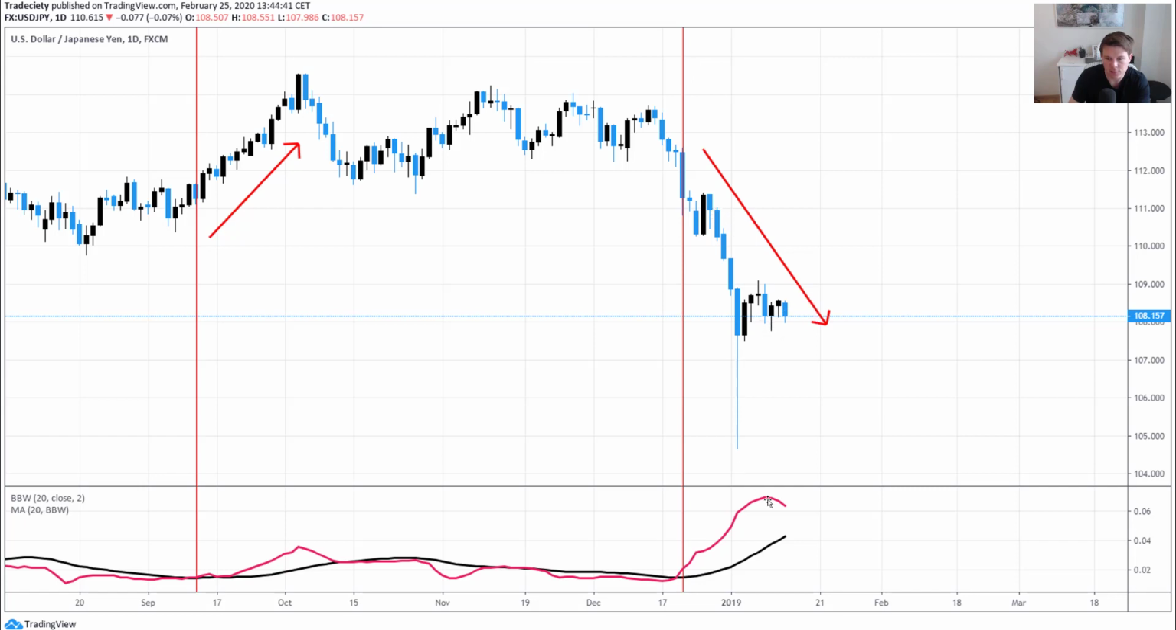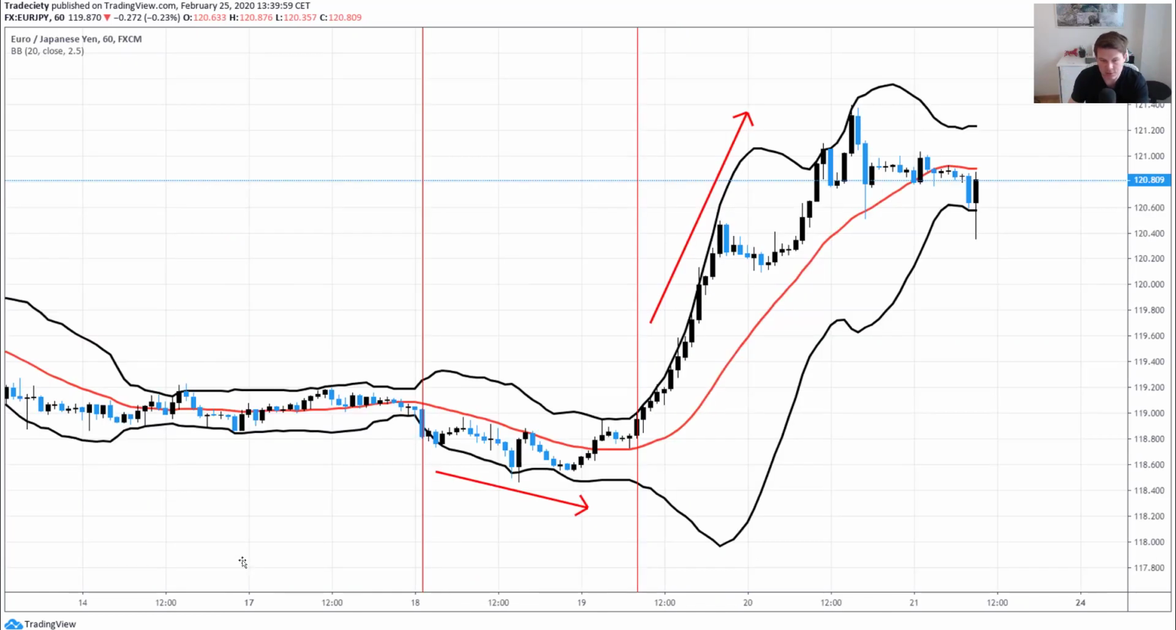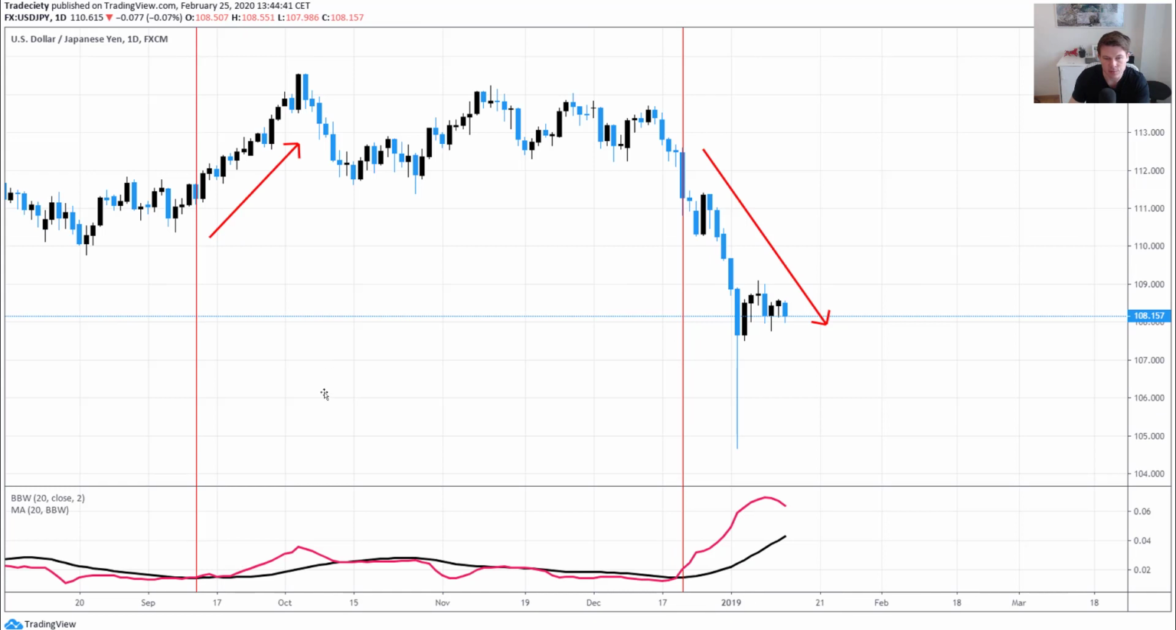And then when the Bollinger Bands are getting closer again, like they did here, then the trend is very likely to be over. So this is how you can use Bollinger Band width, how small and how narrow are the Bollinger Bands, to find trends and to find breakout opportunities as well. It's a really powerful tool.